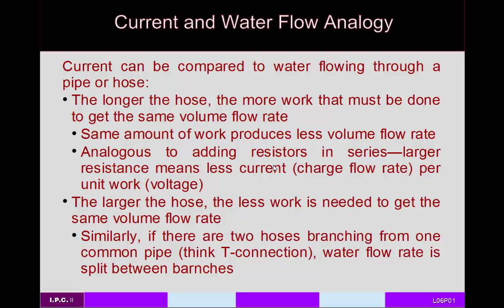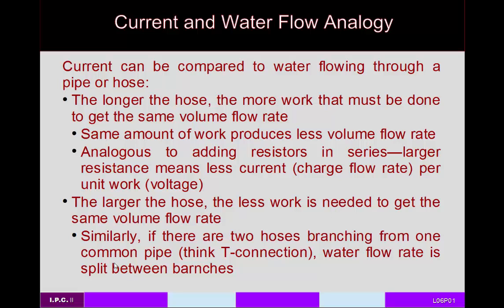Well, a longer hose is just equivalent to adding more resistors in series for circuits. So by adding more resistors in series, you're going to end up with less current, which is the charge flow rate, per unit of work, which is the voltage. On the other hand, the larger the hose, that is, the bigger around the hose, the less work that you need to get the same volume flow rate.